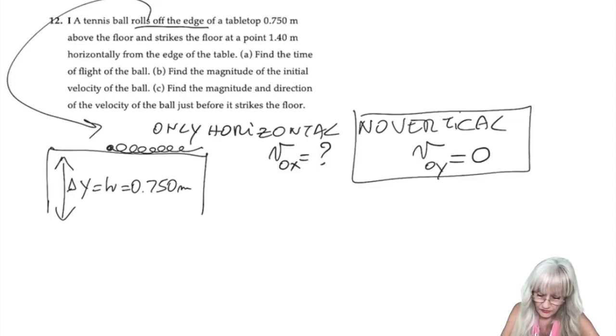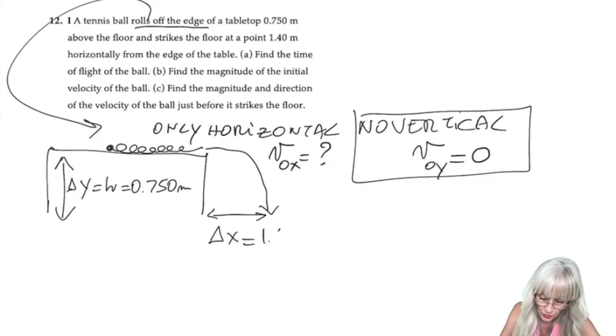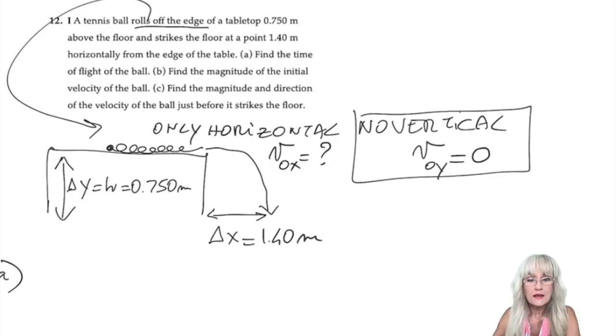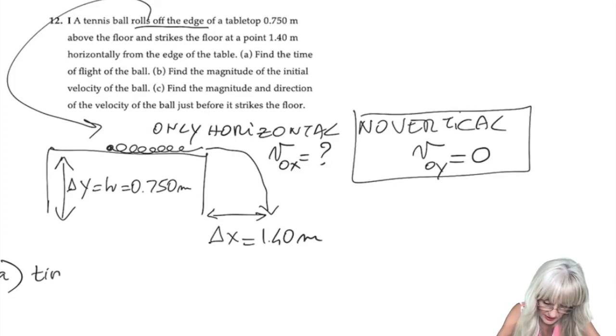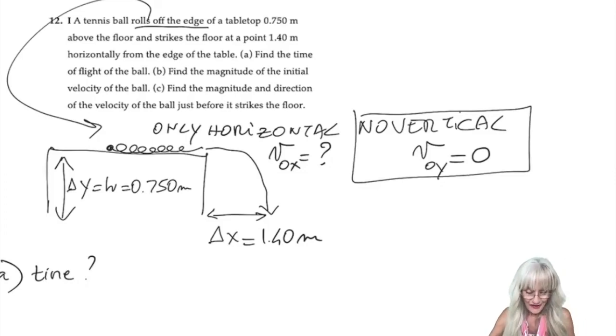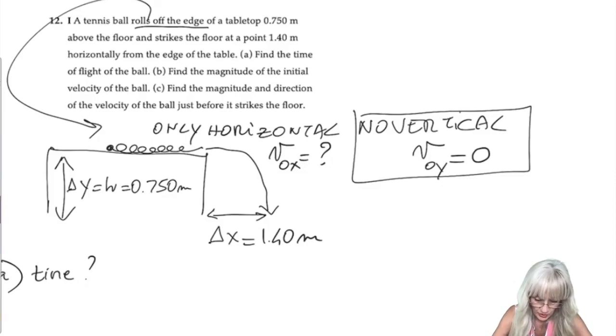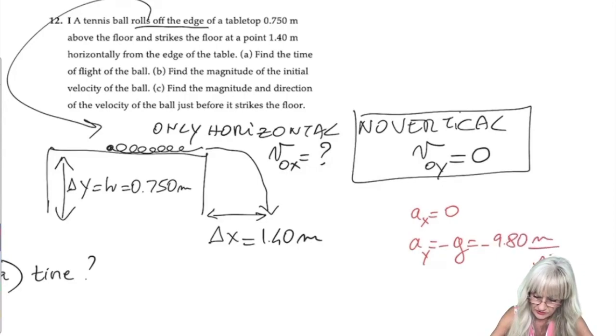Then it falls off and it will strike the floor. This is a delta x, horizontal, at 140 meters from the table. We want to find in part A the time in air, time of fall, time of flight. We already know a lot of information because, remember, it's a projectile: there is no x component of the acceleration, and the y component is always a negative g, which is minus 9.80 meters per second squared.